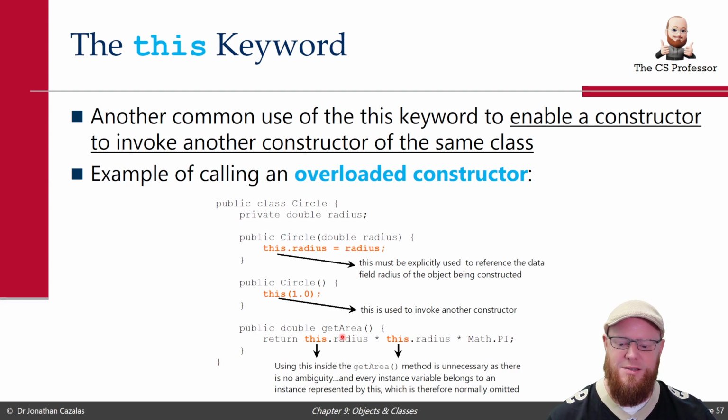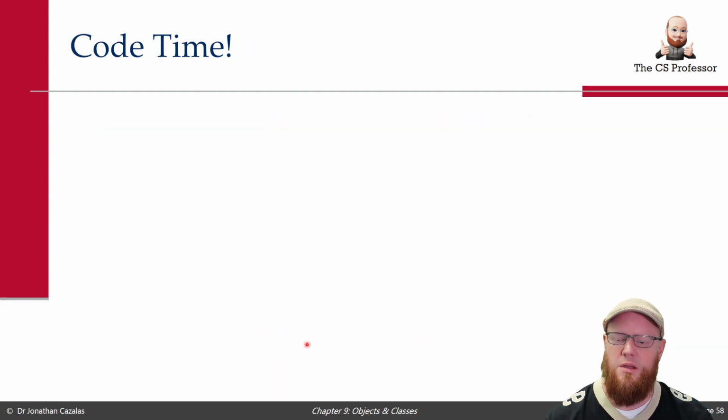Because inside this method, there's no ambiguity, right? There's no other parameter. So even if you don't type the keyword this, Java only sees the word radius, it knows you're referring to the data member radius. There's no harm to type this dot radius, but since there's no other radius in question, Java already understands that you are referring to the data member.